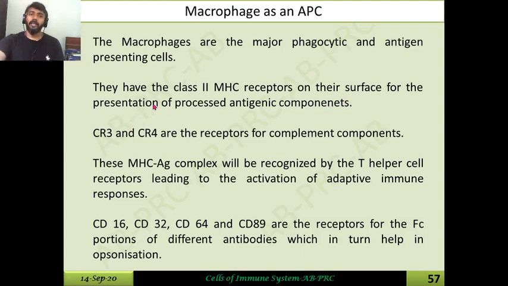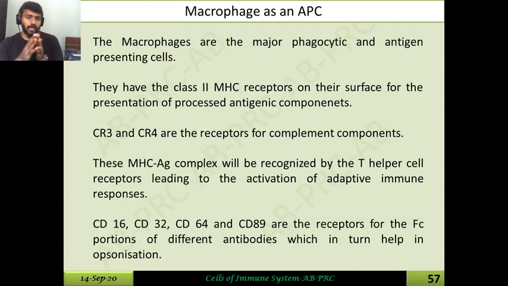Right. And not only the class 2 MHC, there are other receptors like CR3 and CR4. They are actually responsible, and not only CR3 and CR4, also the CD16, CD32, 64 and 89. All these are important receptors. They enhance phagocytosis by a mechanism called opsonization.